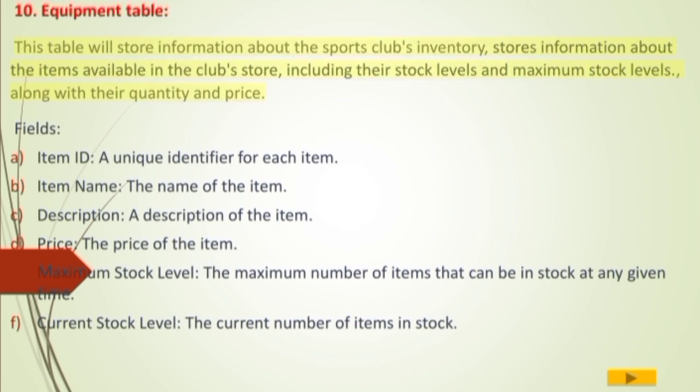10. Equipment table. This table will store information about the sports club's inventory, and stores information about the items available in the club store, including their stock levels and maximum stock levels, along with their quantity and price. Fields. A. Item ID, a unique identifier for each item. B. Item name, the name of the item. C. Description, a description of the item. D. Price, the price of the item. E. Maximum stock level, the maximum number of items that can be in stock at any given time. F. Current stock level, the current number of items in stock.